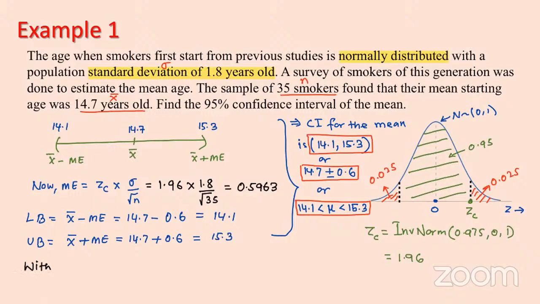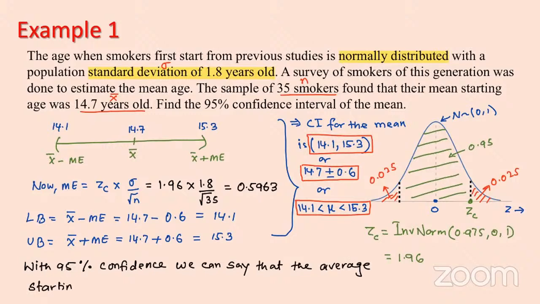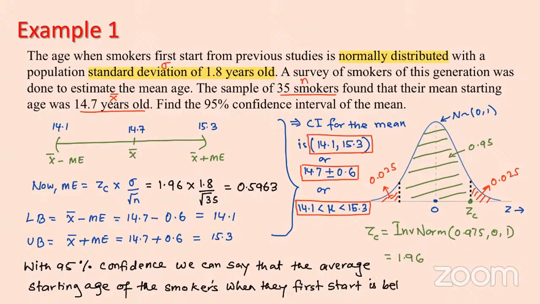With 95% confidence, we can say that the average starting age of the smokers when they first start is between 14.1 years and 15.3 years. That is the meaning of that.